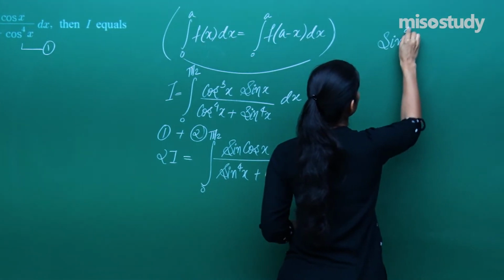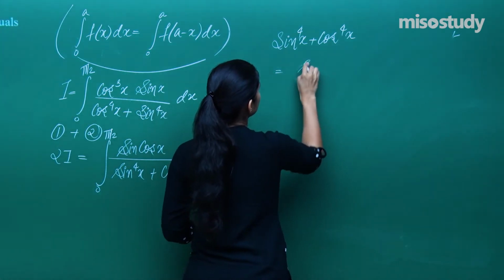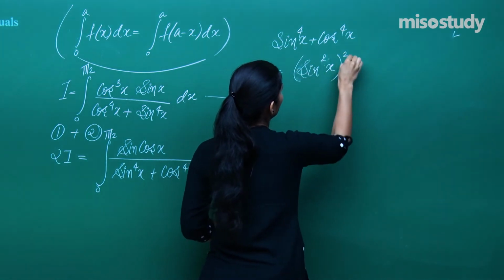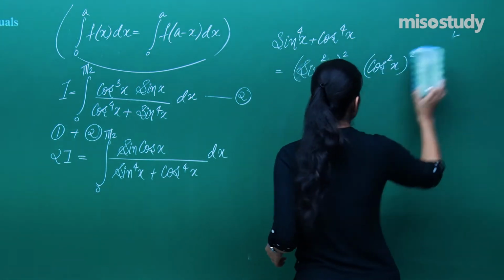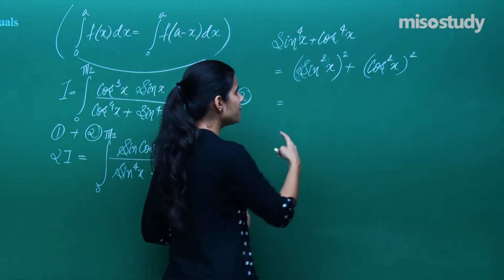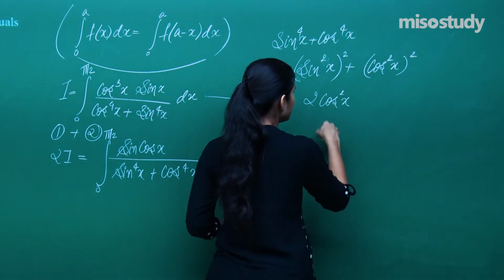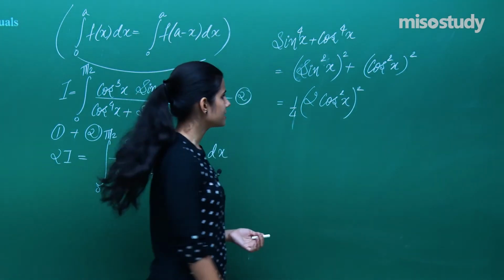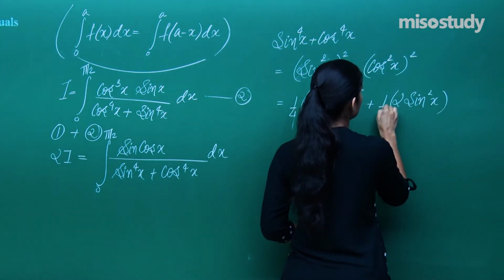If I talk about sin 4x plus cos 4x, I can write this as sin square x whole square plus cos square x whole square. Okay. Now you know 1 plus cos 2x is 2 cos square x. I am missing that 2. So I multiply and divide by 2. So I get 2 cos square x divided by 2 whole square, which is 4. So that comes out. Plus again 2 sin square x, and outside you have 4.